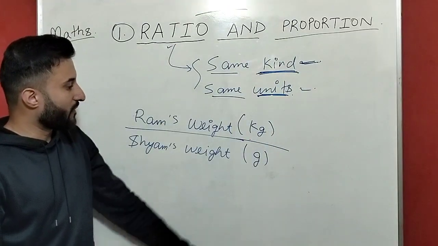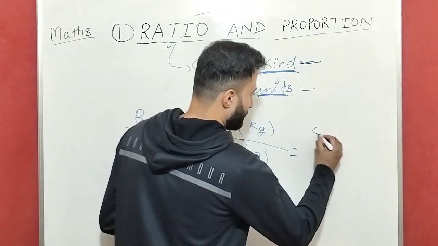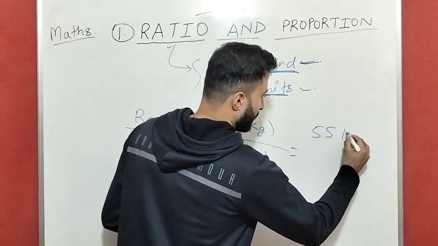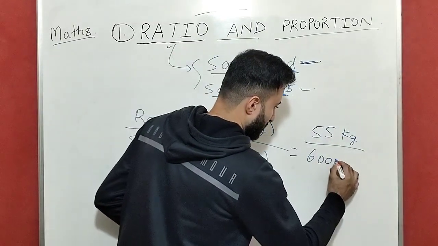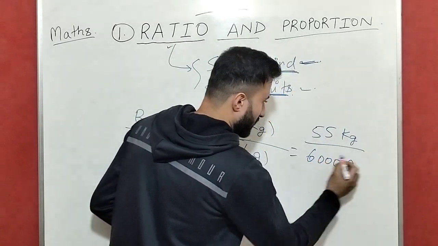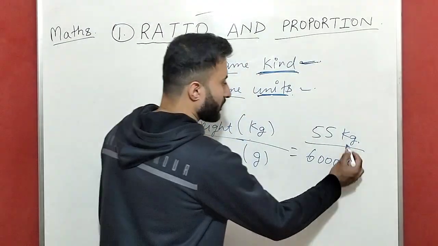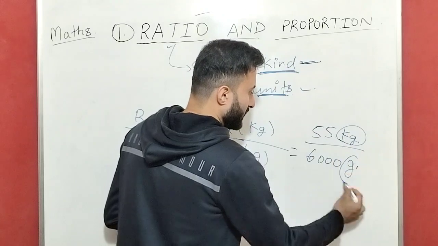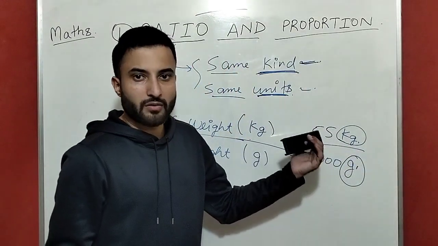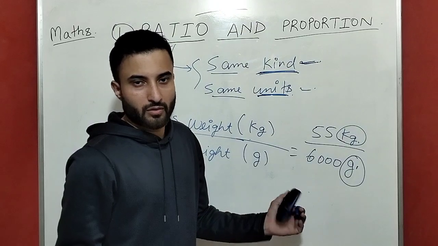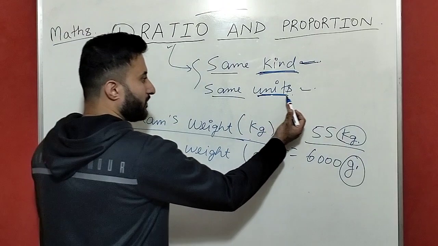Same unit means if I take Ram's weight in kg. Suppose Ram's weight is 55 kg and Shyam's weight is 6000 gram. How can we compare? The comparison is very difficult. Why? Because I have taken Ram's weight in kg and Shyam's weight in gram. So the comparison is impossible. It is difficult to compare. So that's why it should be in the same unit.